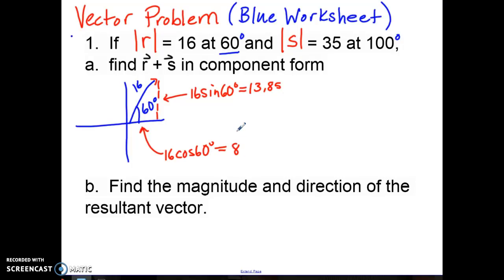Okay, so cosine of 60 is 1/2. So our vector looks like this. It's just 8, 13.85. So that's our vector R.